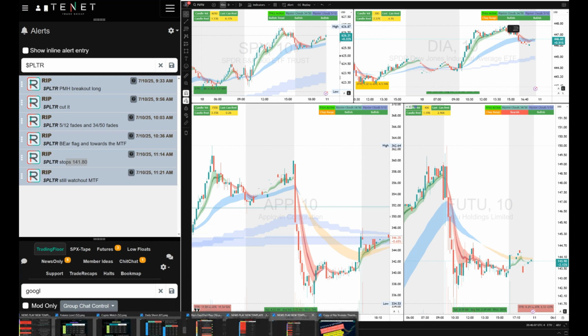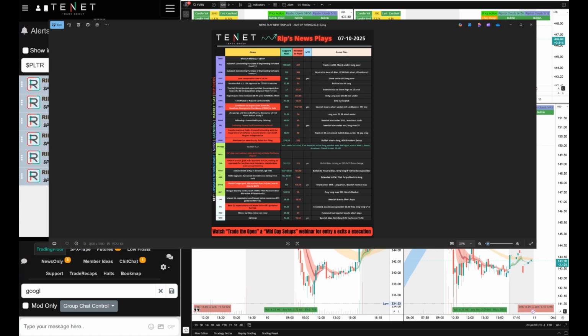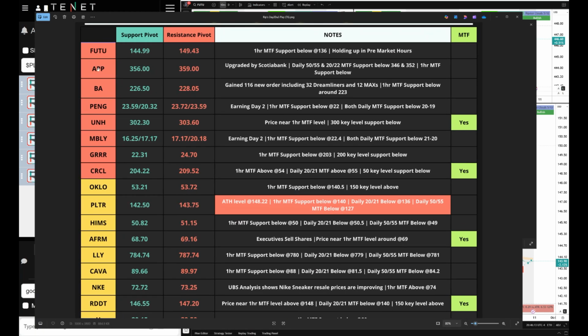So let's take a look here. If you go to my pre-market planning on my day two setups, you will see that FUTU and APP are on the top. So this is the planning I gave to everyone to trade.